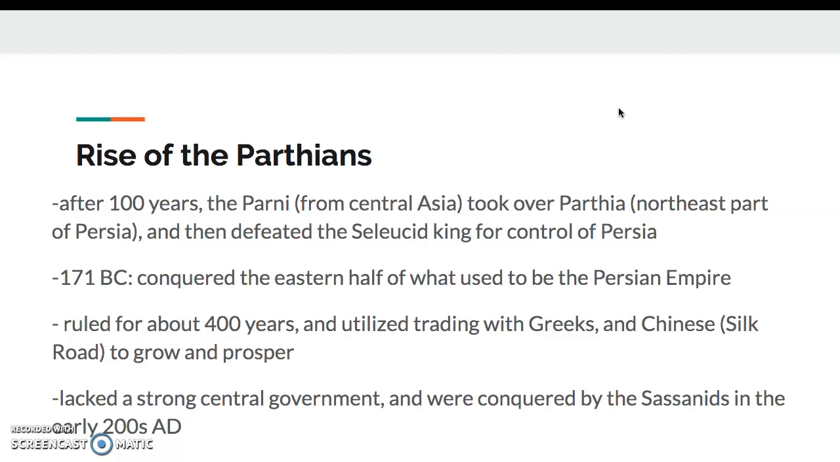After 100 years, the Parni from Central Asia took over Parthia, the northeastern part of Persia, and they defeated the Seleucid king for control of Persia. In 171 BC, they conquered the eastern half of what used to be the Persian Empire, but they ruled for about 400 years and utilized trading with the Greeks and the Chinese via the Silk Road to grow and prosper. However, they lacked a strong central government and were eventually conquered by the Sassanids in the early 200s AD.